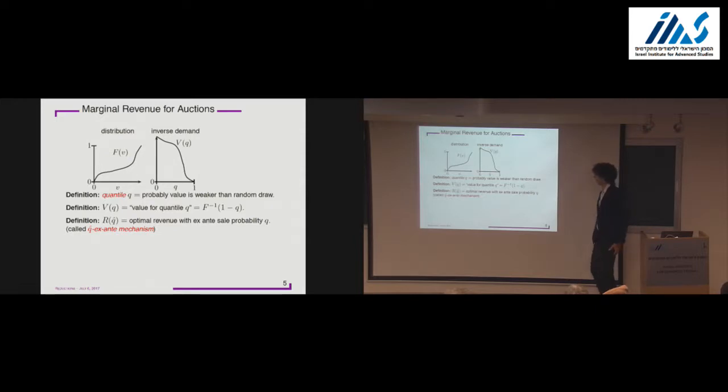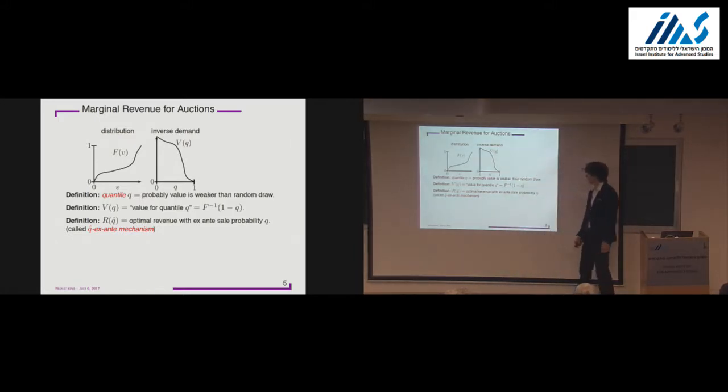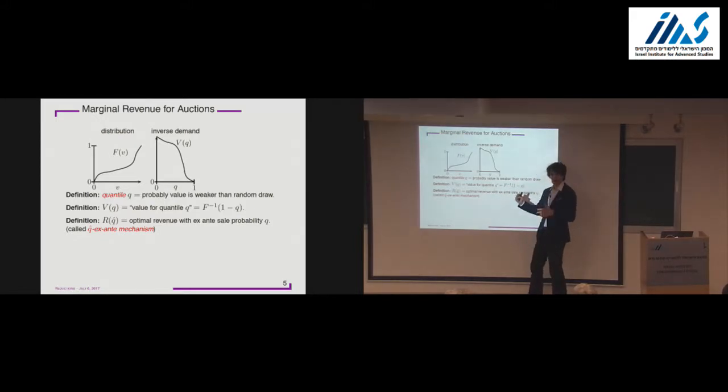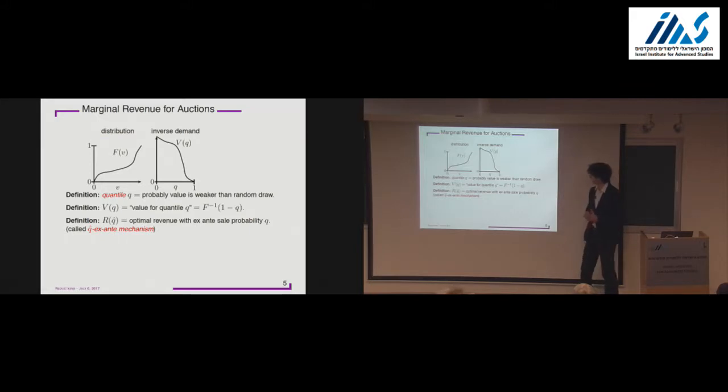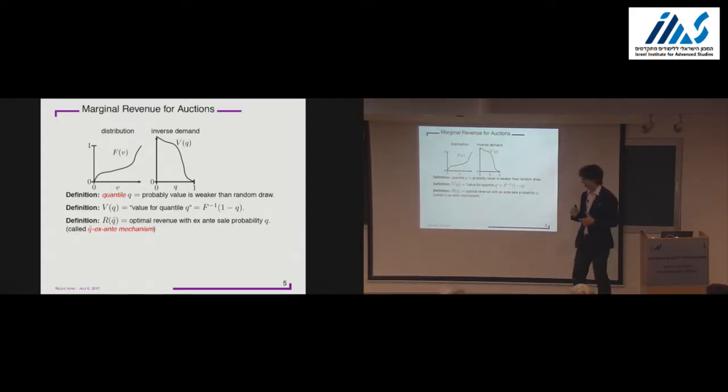Okay, I want to define the revenue for some constraint on the probability I allocate. So if I say, I want you to consider this agent by himself, and I want you to allocate with at most probability Q hat, then what revenue would you get? And that is R of Q hat. Okay, and I'll call that the Q hat ex ante mechanism, meaning given an ex ante constraint, allocate with at most probability Q hat, what's the revenue you would hope to get optimally?